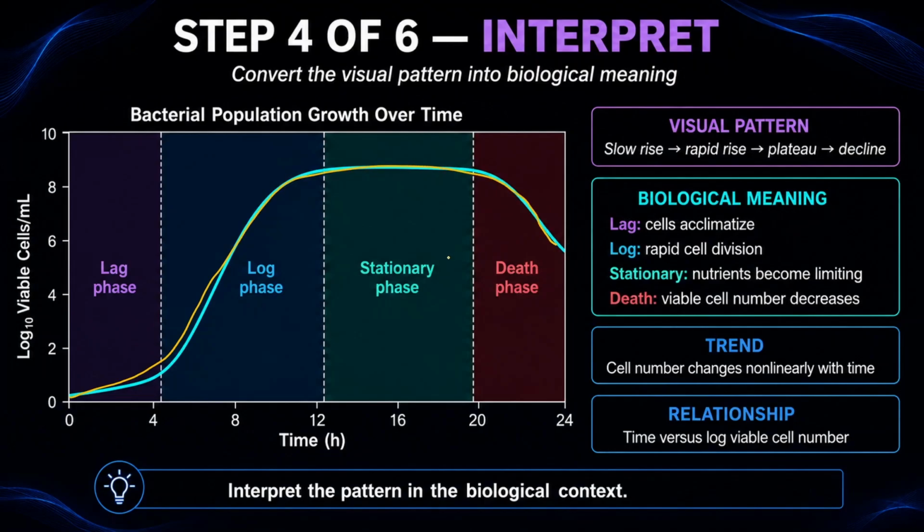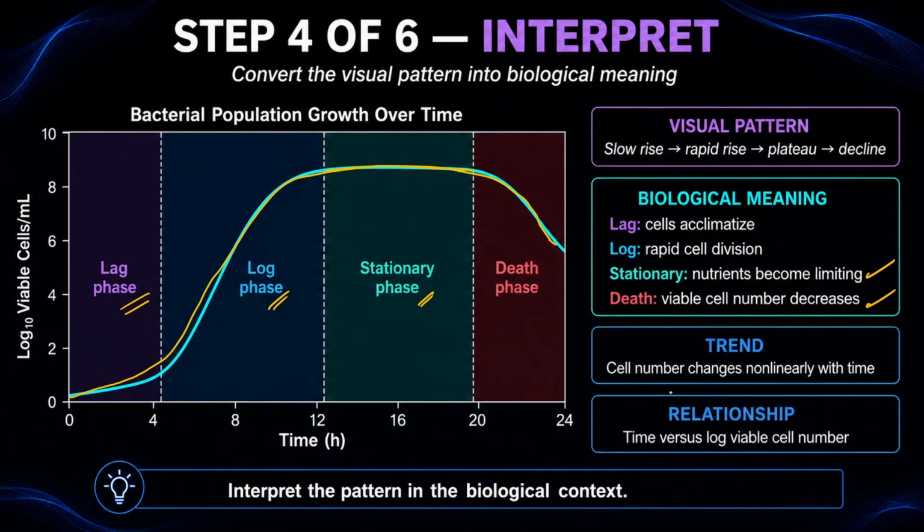The lag phase represents bacterial cells adapting to the new environment. During the log phase, cells divide rapidly, causing exponential growth. In the stationary phase, nutrients become limited and growth slows because cell division and cell death occur at similar rates. Finally, in the death phase, the number of viable cells decreases as cell death exceeds cell division.